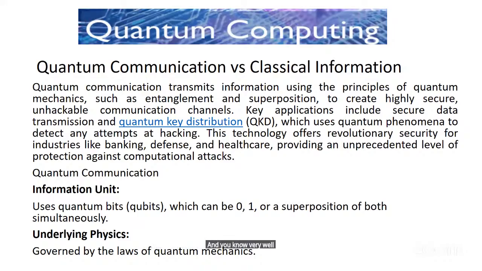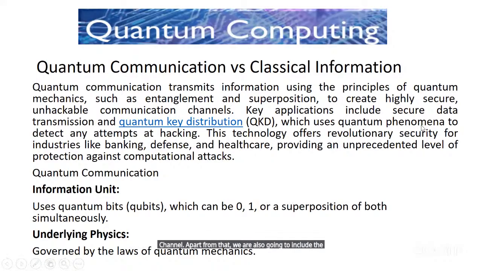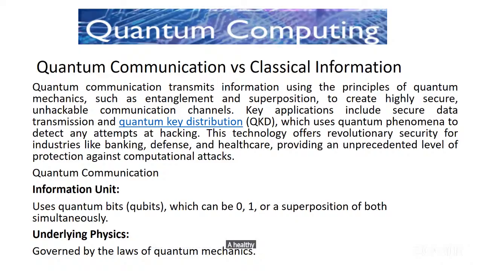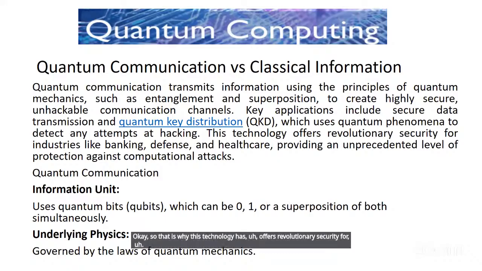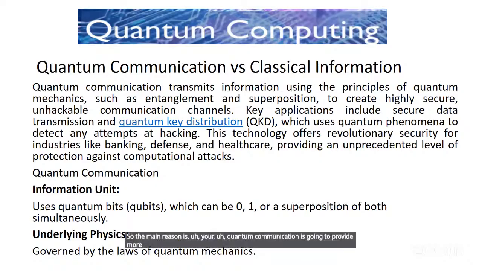And you know very well, in quantum communication, we are transmitting the information using the principles of quantum mechanics, and we are using concepts like superposition and entanglement. That is going to create a highly secure, unhackable communication channel. Apart from that, we also include secure data transmission and quantum key distribution, which helps the quantum phenomena to detect any attempt at hacking. That is why this technology offers revolutionary security for industries like banking, defense, healthcare. The main reason is that quantum communication is going to provide more security than classical information.